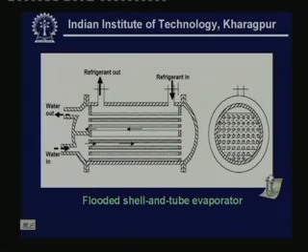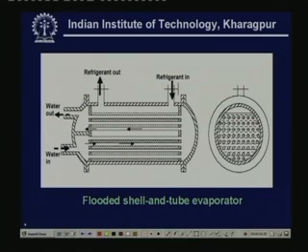So this picture shows the flooded type shell and tube evaporator. As I have already told, in this case refrigerant is on the shell side, whereas the water flows through the tube side. Again, this is a two pass arrangement as far as water is concerned, because water flows through the tubes like this, takes a U-turn and again flows back in this direction. So that means the water crosses the refrigerant path twice. So you call this a two pass arrangement. You can see that this is the liquid refrigerant level.